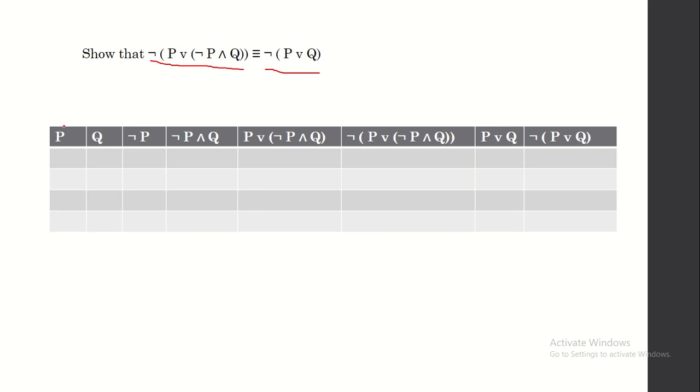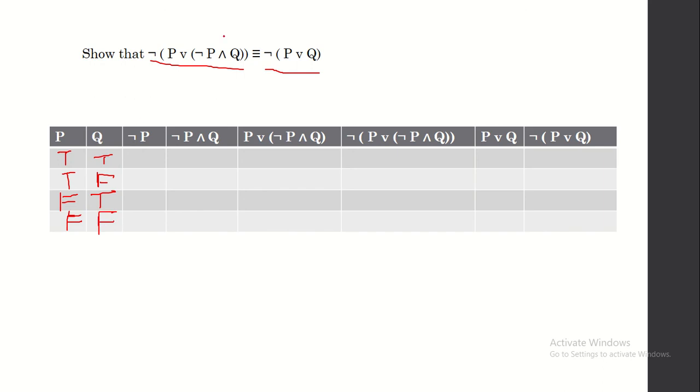So this is our truth table, let's complete it. We have two inputs P and Q, so these will be the inputs: true, false, true, false, so true, false, true, false.